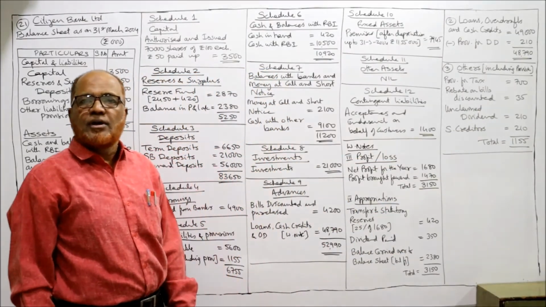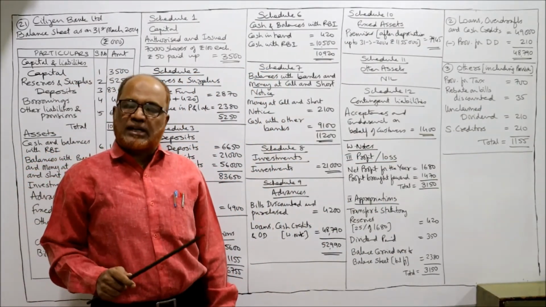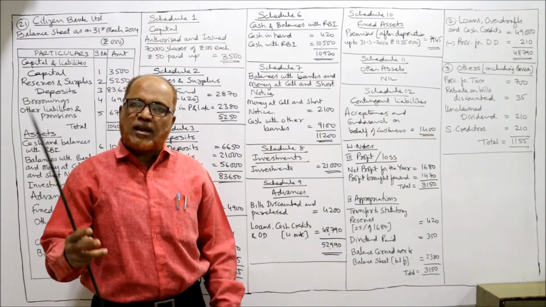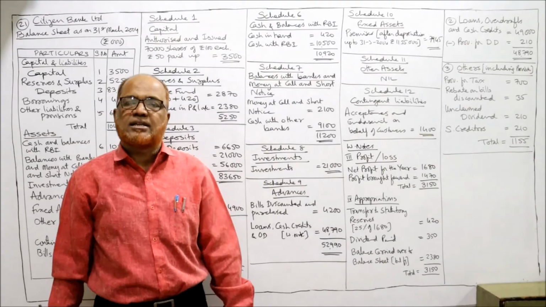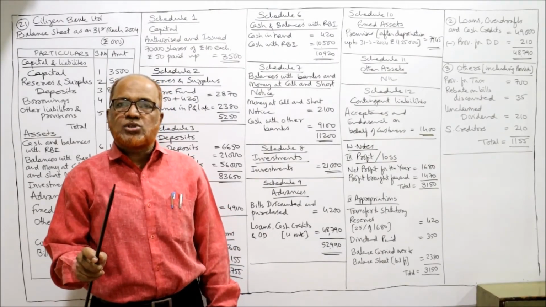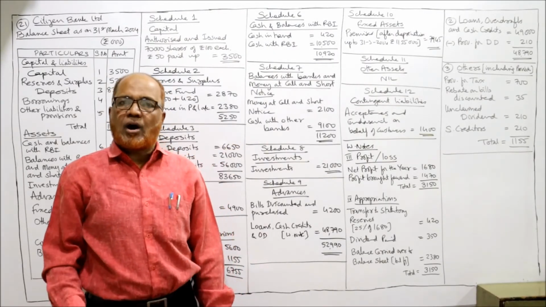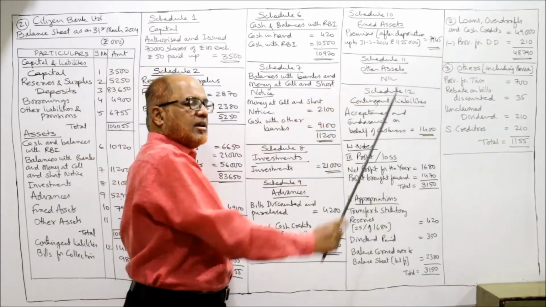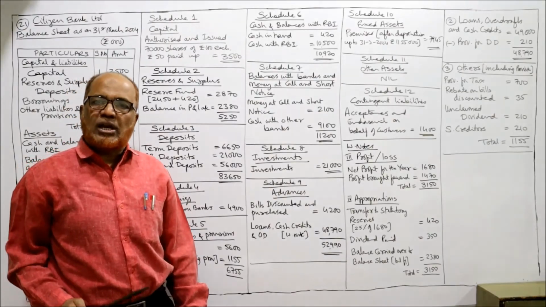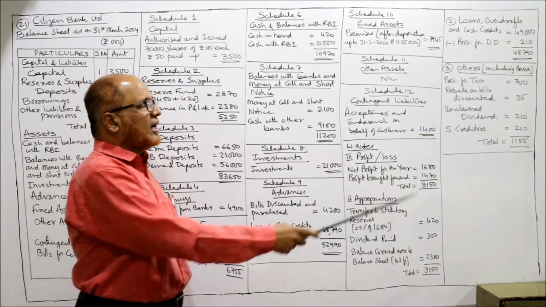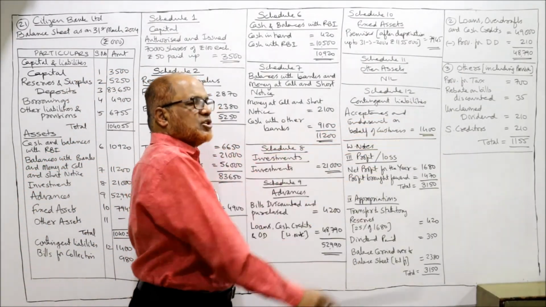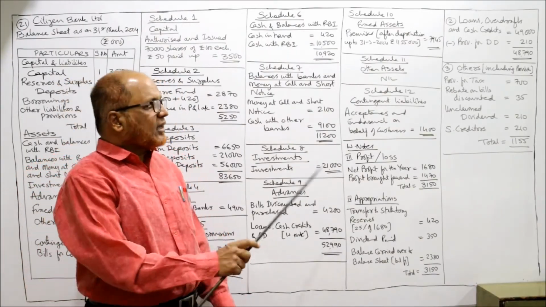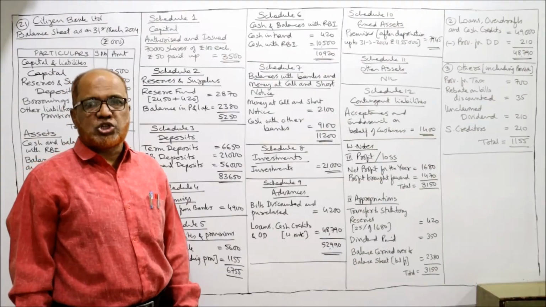So 3 items: provision for doubtful debts, provision for taxation and rebate on bills discounted. After adjusting these three, the profit is given as 1680. So those 3 items should be adjusted here. How? Provision for doubtful debts will be deducted from loans, overdraft and cash credit. Provision for taxation and rebate on bills discounted will be taken in others including provisions. That's it. Now, in working note, we have to make the appropriations.